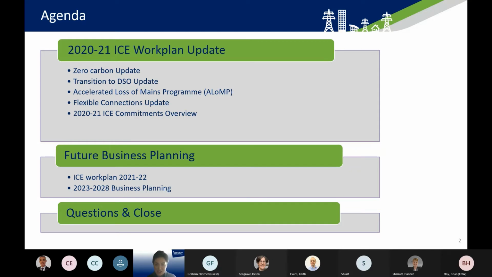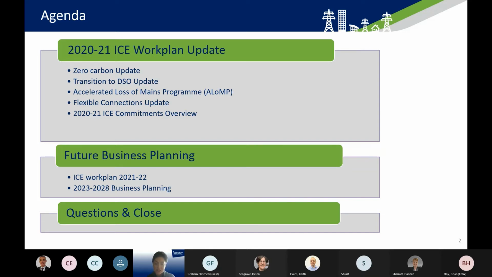Flexible connections, just a very brief overview of the flexible connections that are available, and happy to take any questions on those. And then just generally what we've been up to in terms of the commitments that we made, and just to provide you with an update as we're now in the final quarter of this year.